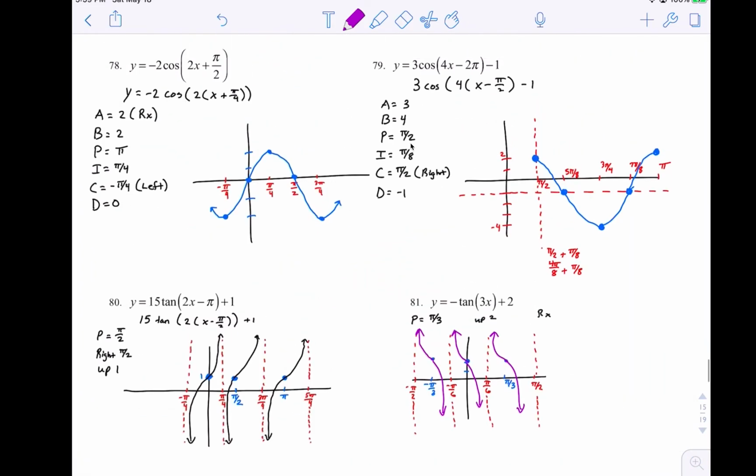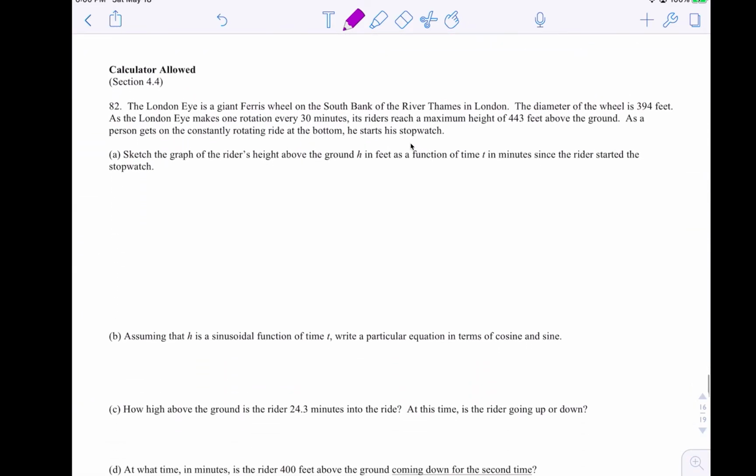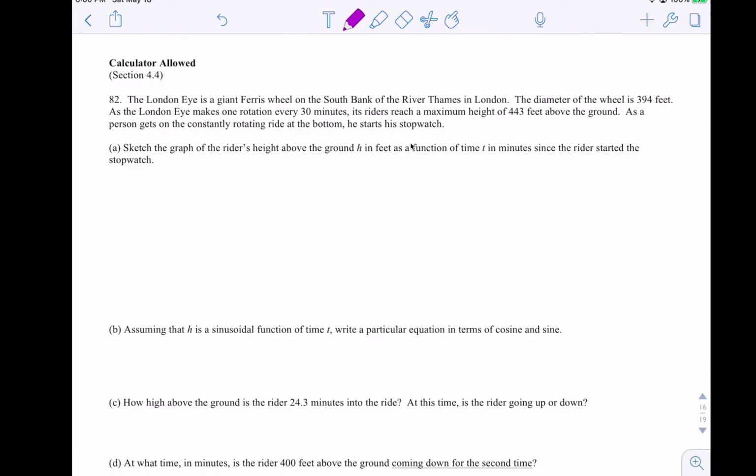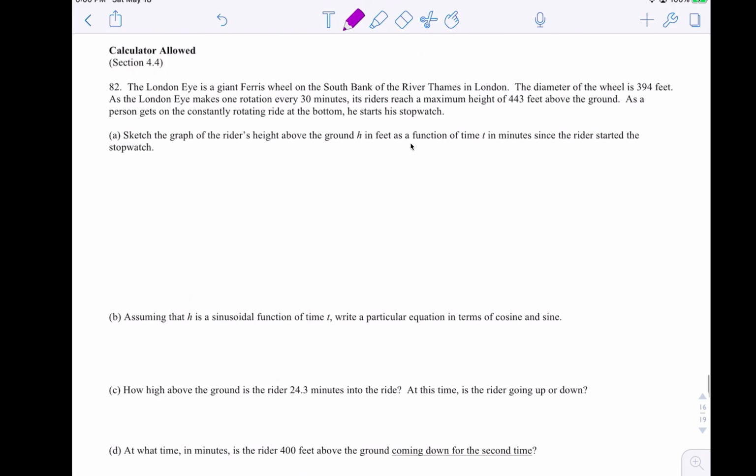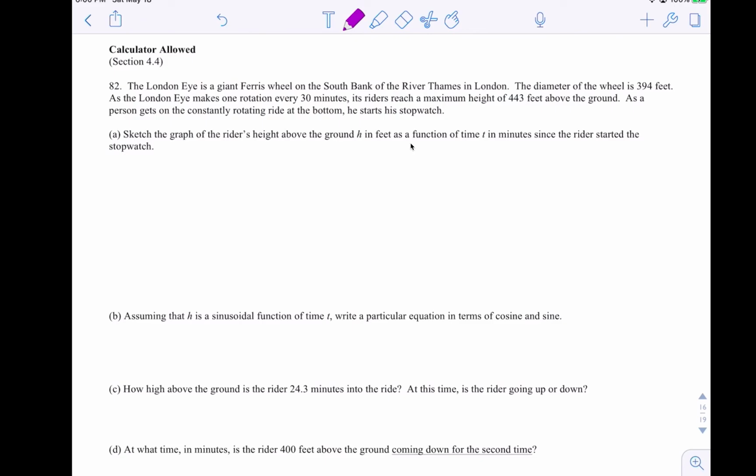All right, so those are your graphs. Okay, and then the last one for chapter 4 is a calculator problem. All right, so I'm going to get that out.